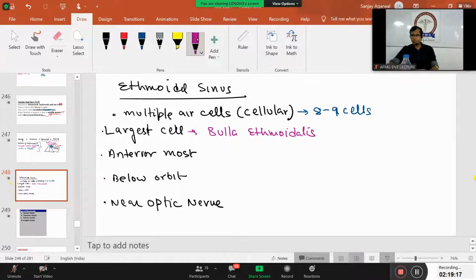So largest is bulla. Anteriormost, in Hindi, सबसे आगे वाला है ना. इसका नाम है अगर मेजर. अगर, आगे वाला. So please do remember that. The most anterior ethmoidal cell is called agger nasi. Below the orbit is the Haller cell. Orbit के नीचे Haller cell.